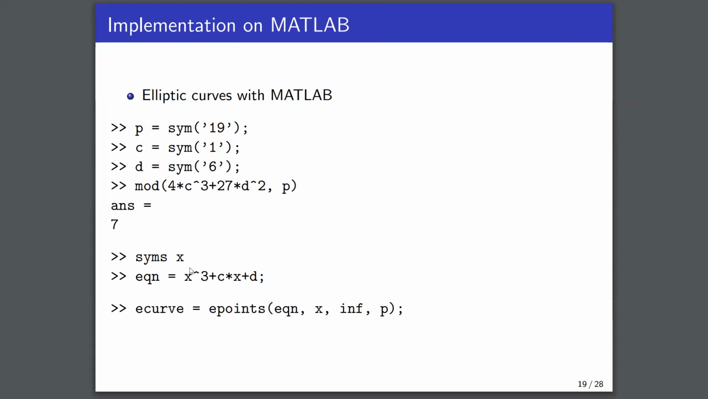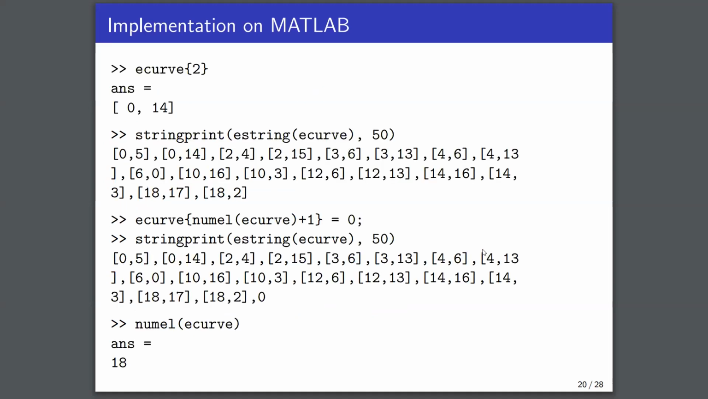Now to define the elliptic curve, we just set this equation x cubed plus cx plus d, where c and d are this. And then there is a user-defined function, e points, which will convert this equation into a set of points along with the group addition. Here the equation is this equation, and x is the parameter with which we are going to calculate x comma y. And p is of course the prime modulo which we are going to calculate. What this INF means is that if instead of INF I put 2, then it will only give me 2 points on the curve. In general, if I say n, then it will give me n points. Once I give INF, it will calculate all the points on this curve and express them as an array. So this is the set of points on the elliptic curve.